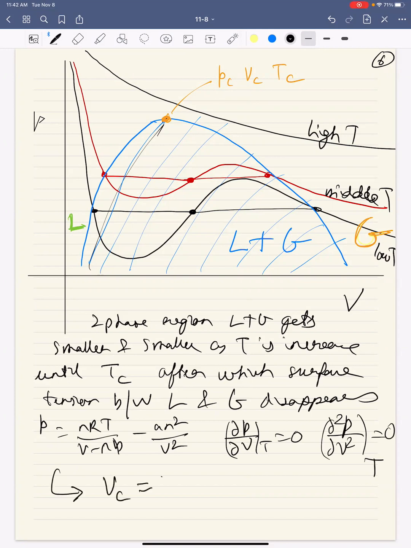You will find that the critical volume is 3 multiplied by b, the size of your sphere in the Van der Waals gas. The critical pressure is equal to a divided by 27b square, and the critical temperature is equal to 8a by 27bR. It's just algebra to get this. I don't expect you to remember these numbers at all, of course, but the idea should be clear as to how we got this. Any questions?